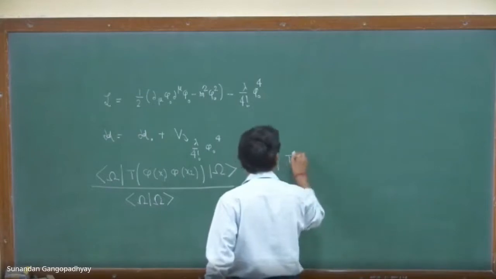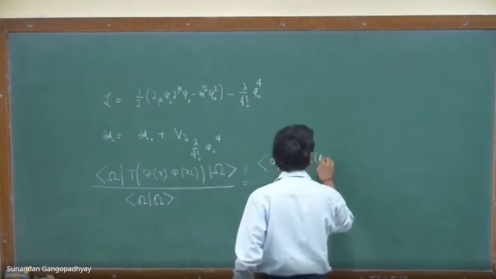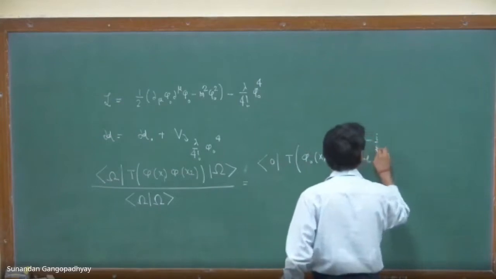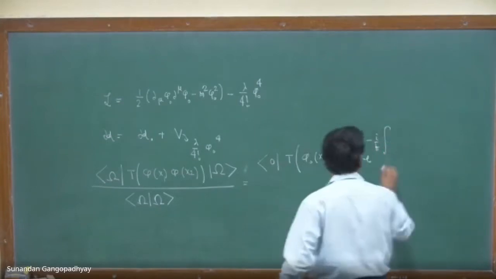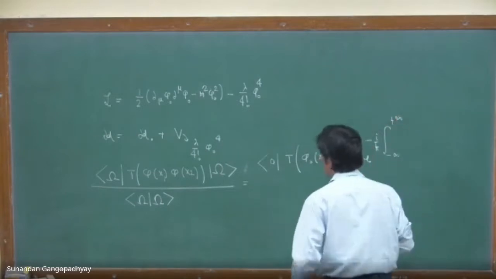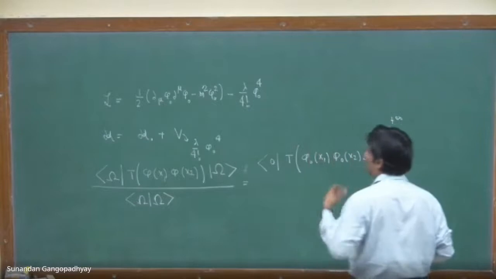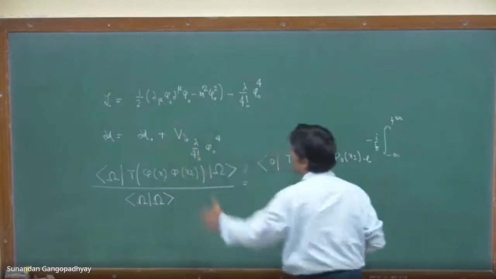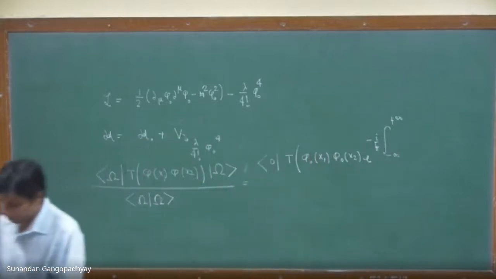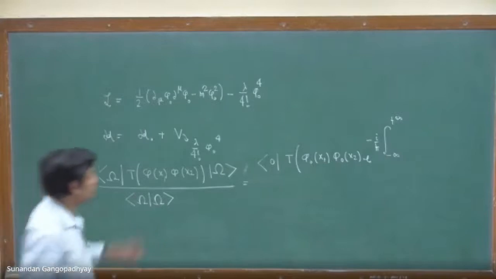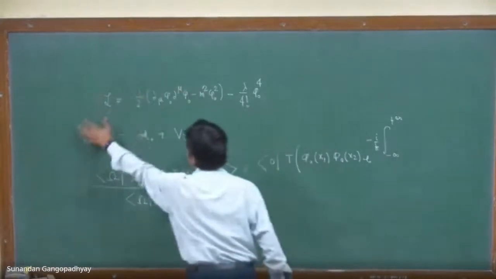The formula for this is nothing but the time ordered product of phi naught of x1, phi naught of x2, into e to the power of minus i by h bar integral, which I can just put from minus infinity to plus infinity, of V_I. So this full thing is in the interaction picture. Just a second. Okay, you should just remember that this is in the interaction picture.